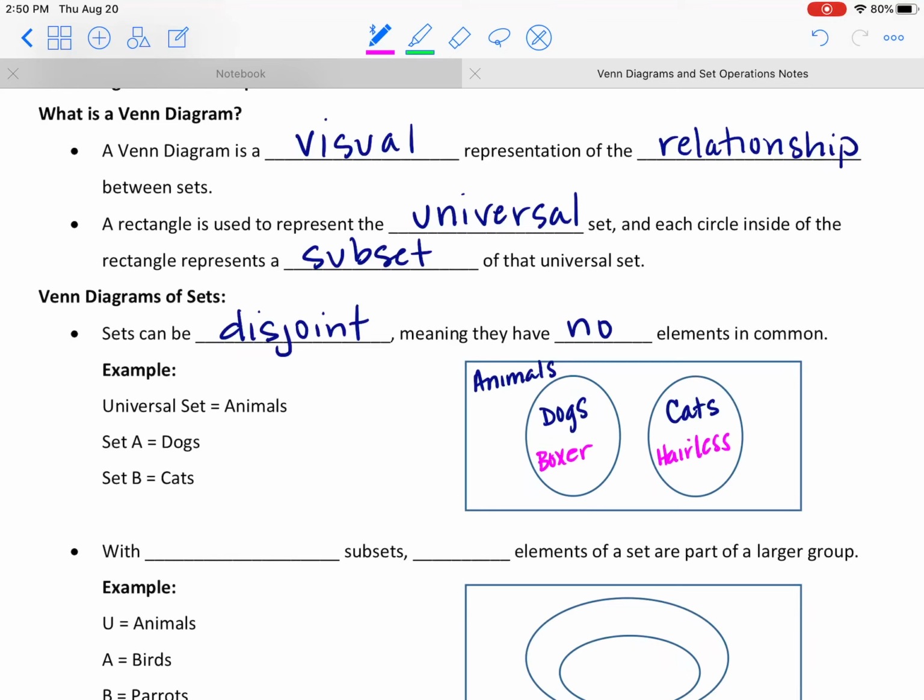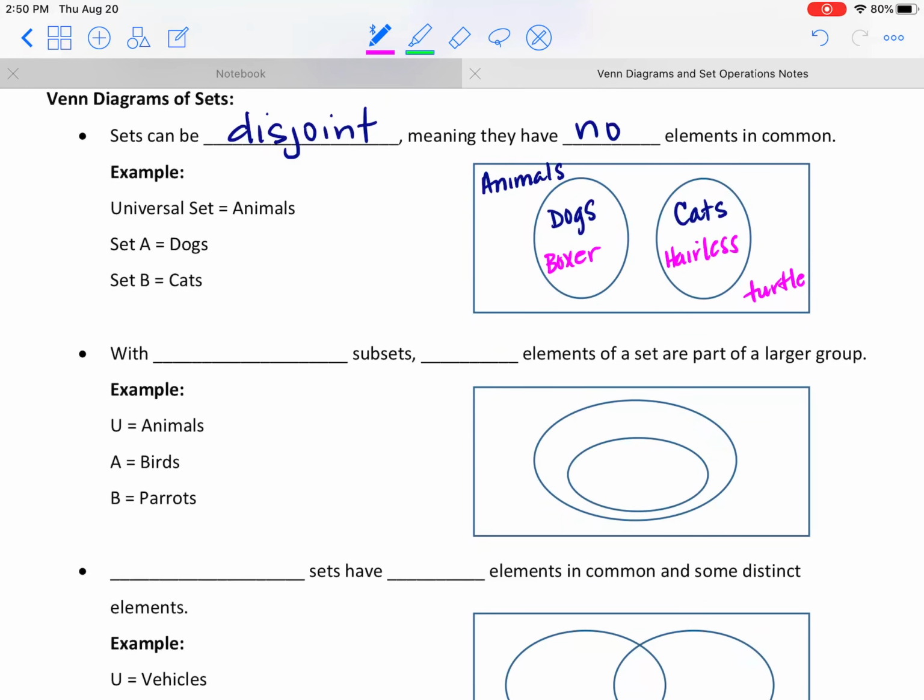Anyway, what would go outside of the two circles would be anything that's an animal that isn't a dog or a cat. So maybe you could put a turtle, right? It would be an animal that isn't a dog or a cat, and that kind of animal would go outside of those circles. Okay, but they're disjoint. That means no elements in common. So sometimes they have nothing in common.